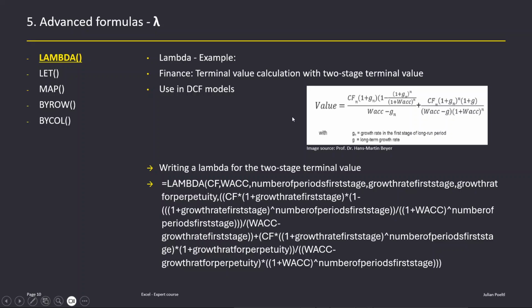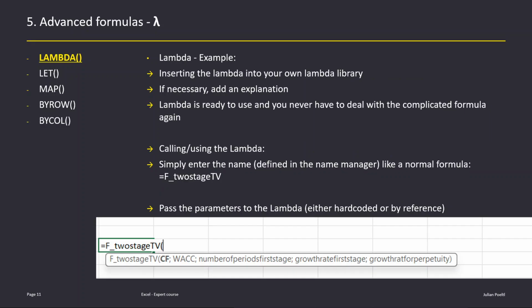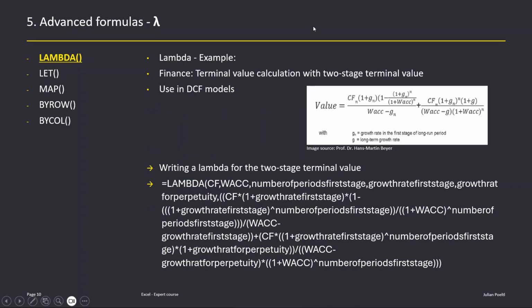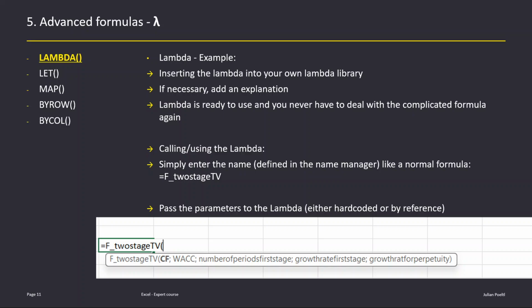Here, the lambda example from before, the two-stage terminal value that we've seen in Excel. You only insert the lambda into your own library, if necessary add an explanation, and the lambda is ready to use, and you will never face this formula again. You can only use the lambda then.